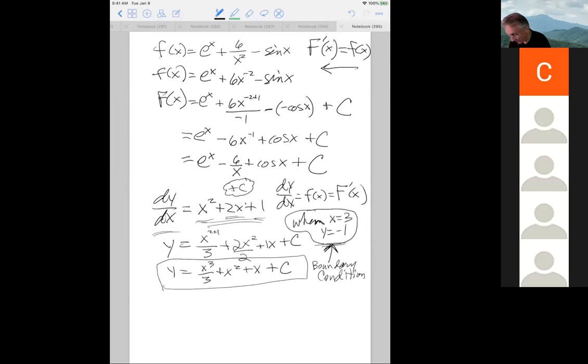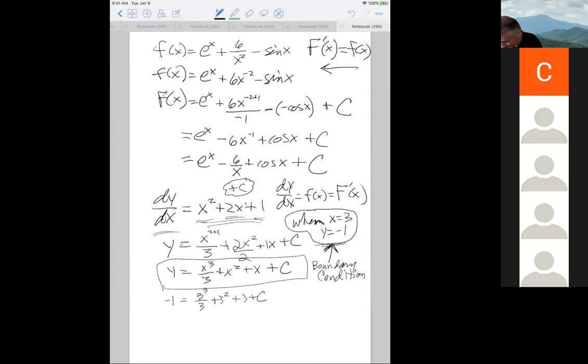Okay, so now we've got this in terms of y and x and c, and if I plug in x and y, then I'll have just c left. Solve for c and I'll have it. So let's do that. Y is -1. x is 3. 3 cubed over 3 plus 3 squared plus 3 plus c. All that equals -1. All right?